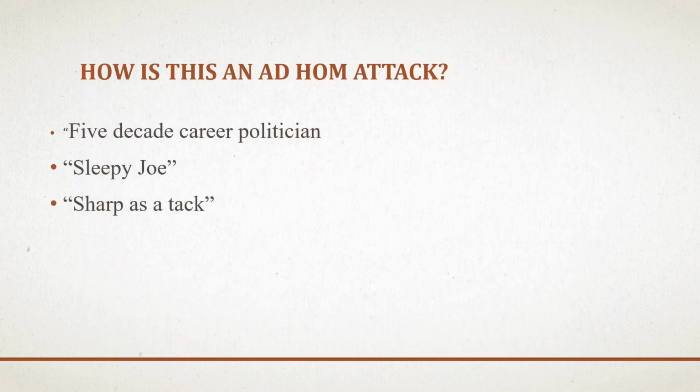So these are some of the ad hom attacks he had in that little clip: 5-decade career politician, but the tone that he said it in clearly showed his despise for that, because Trump's entire platform was that he is not a politician and that he is an outsider who could change Washington. He called him Sleepy Joe, again an ad hom attack, which had nothing to do with Joe Biden's policies or what his platform was. Sharp as a tack. Tacks aren't sharp.